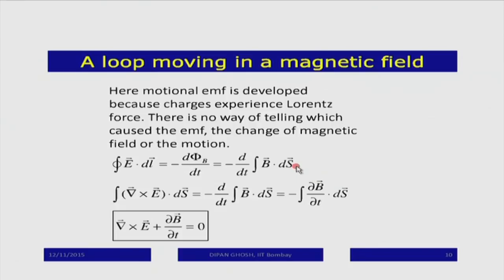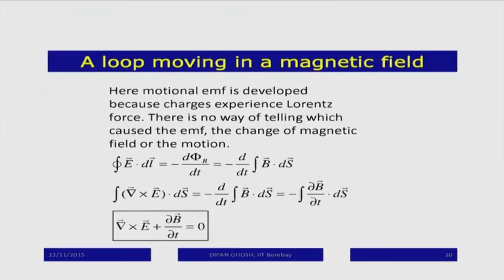Now what I do is, this is a surface integral. I use Stokes' theorem to convert this line integral to a surface integral, and that is done by writing down del cross E dot ds. So del cross E dot ds is this, which is written like this. Since it is true for any surface, the integrand must also be equal. So I get del cross E plus dB by dt equal to 0. This is the complete Faraday's law.